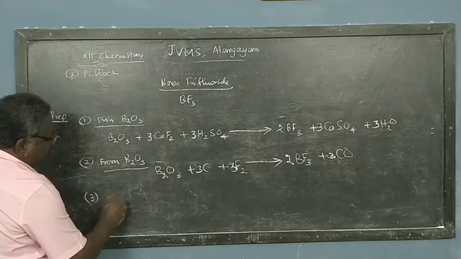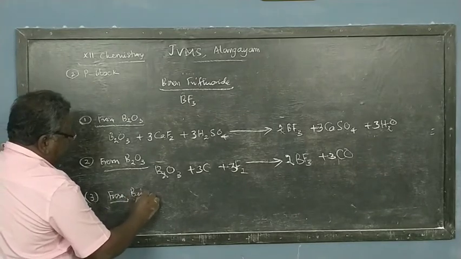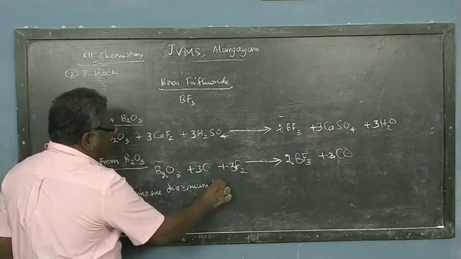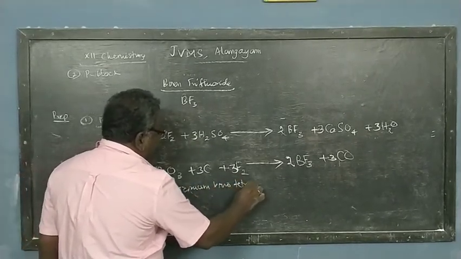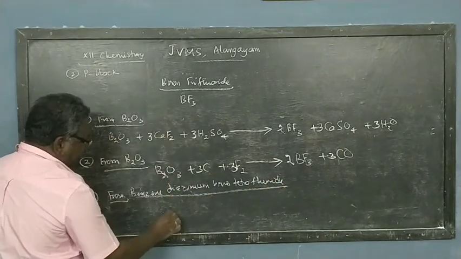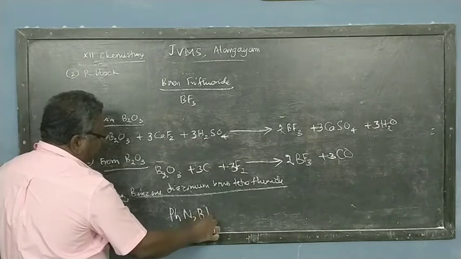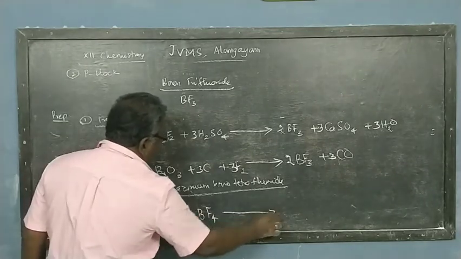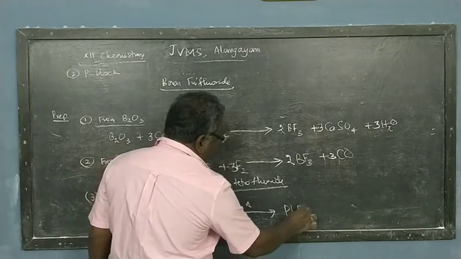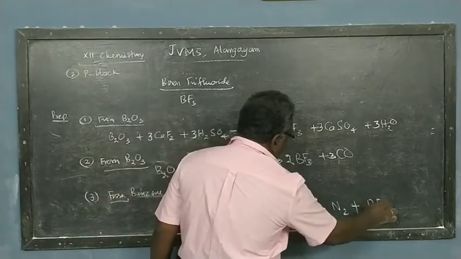The third one is, it is prepared from benzene diazonium boron tetrafluoride. So benzene is represented as Ph, N2 is diazonium, boron tetrafluoride is BF4. So this compound on heating is forming benzene fluoride with nitrogen gas, and boron trifluoride is formed.